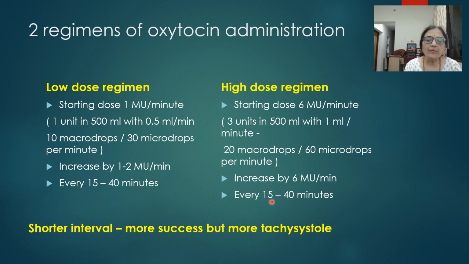Now, whether to increase every 15 minutes, every 30 minutes, or every 40 minutes depends on our own institutional protocol. But the main difference will be, the shorter the interval, the more is the success rate of oxytocin administration, but it is associated with greater risk of tachysystole. So that we need to remember, and accordingly we need to decide whether to increase it more frequently, every 15 minutes, or a little later, after 30 or 40 minutes.